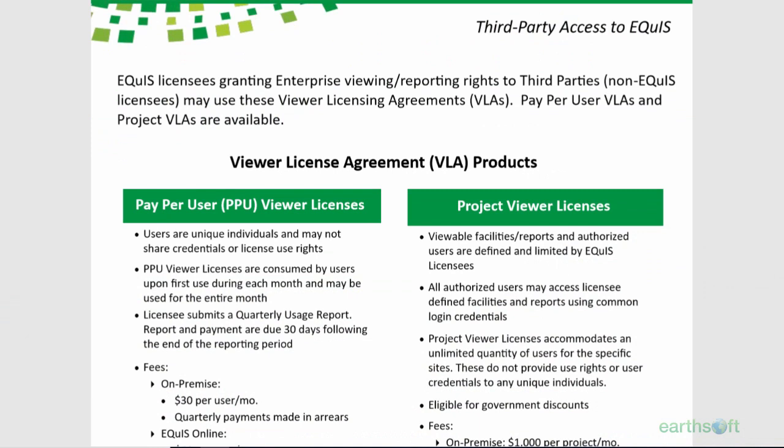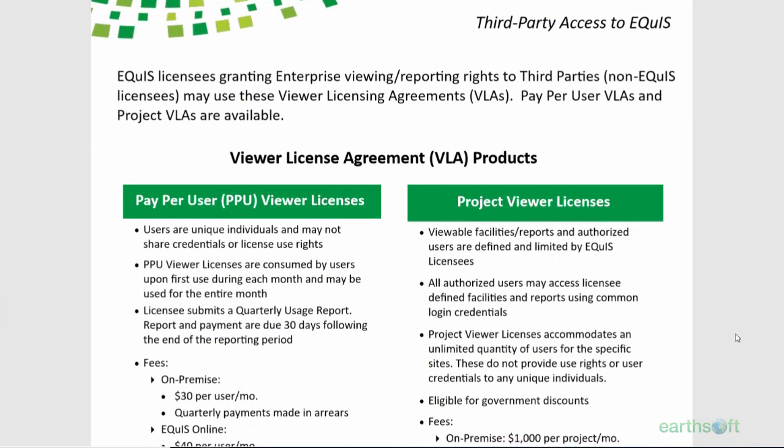This is third-party access to EQuIS. What does that mean? Third-party means our licenses generally are for a particular entity, a government agency in the case that we're talking about here today. Could be an industry, could be one of our consultants, but the licensee of EQuIS. Third-party access means they're not the licensee, but the licensee is granting access to EQuIS. And in order to do that, you need licensing. You need to request licensing from us.